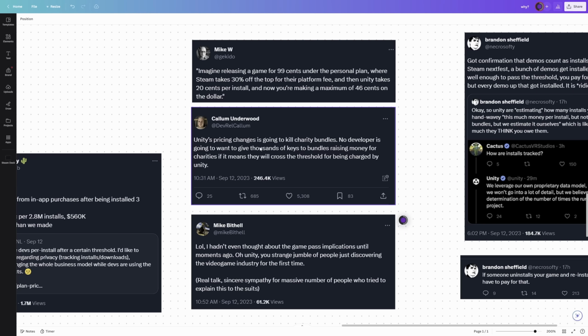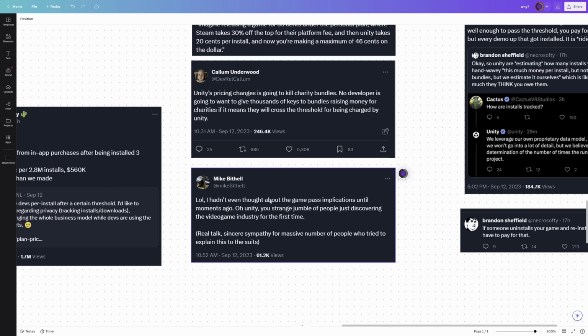Another one, Unity's pricing changes are going to kill charity bundles. No developer is going to want to give thousands of keys to bundles for raising money for charities if it means they will cross the threshold for being charged by Unity. Of course not. Why would they? Again, Unity walked back the charity bundles, but this was initially part of the plan.